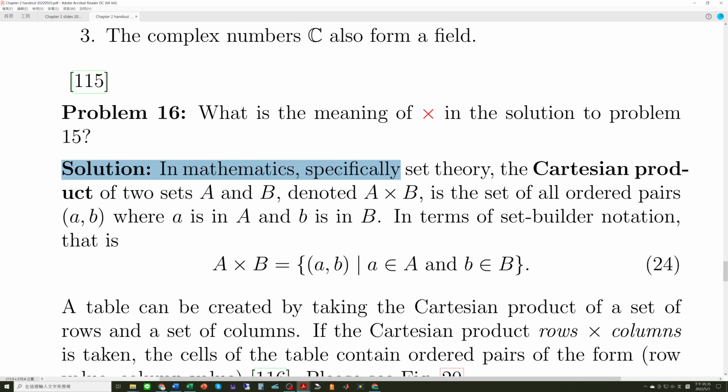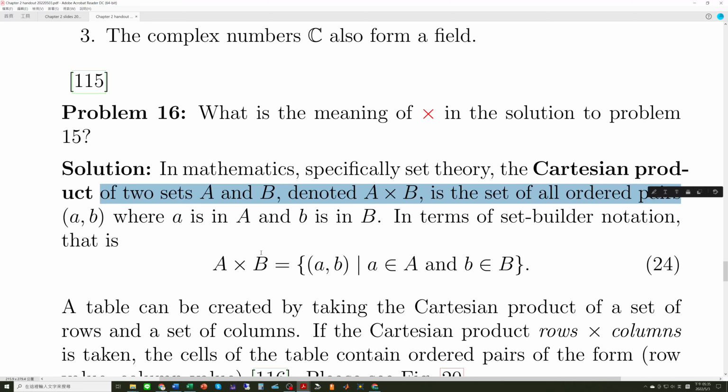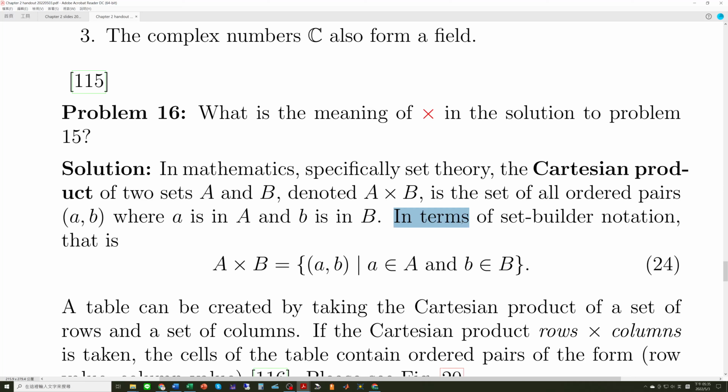Solution: in mathematics, specifically set theory, the Cartesian product of two sets A and B, denoted A times B, is the set of all ordered pairs (small a, small b), where small a is in capital A and small b is in capital B. In terms of set builder notation, that is, okay, capital A times capital B is equal to this set. Okay, this set contains the ordered pairs (small a, small b), given that small a is in capital A and small b is in capital B.